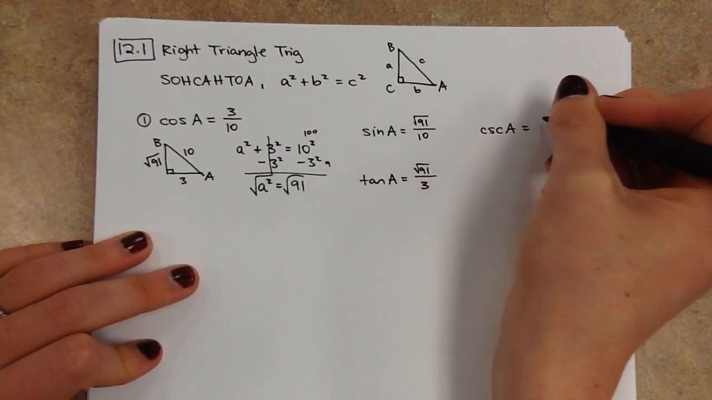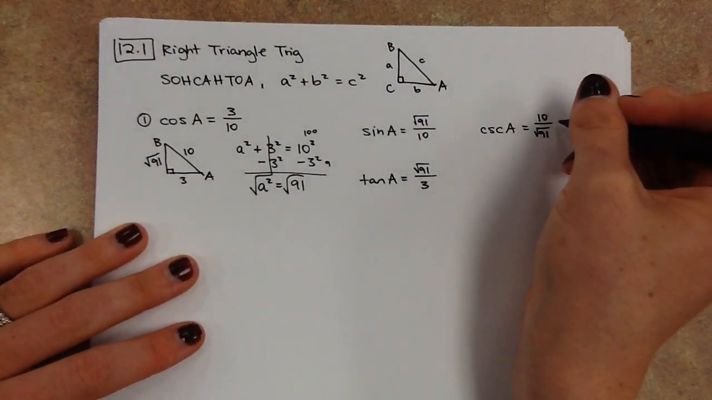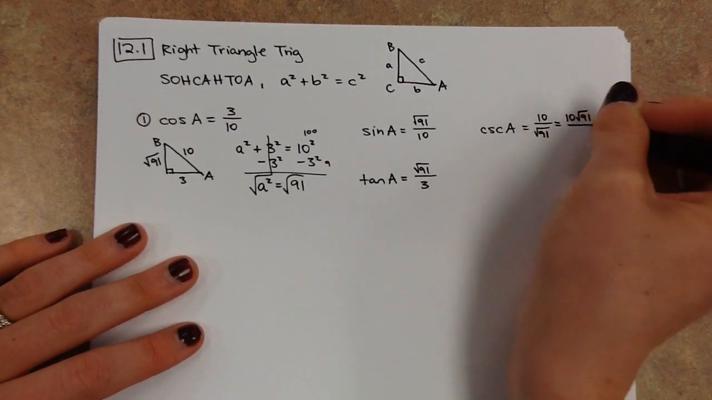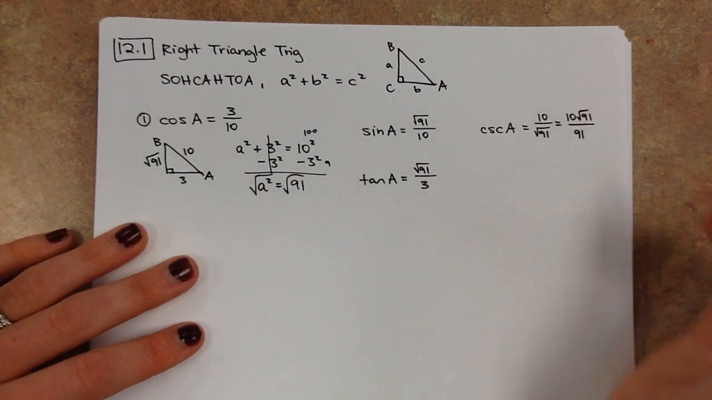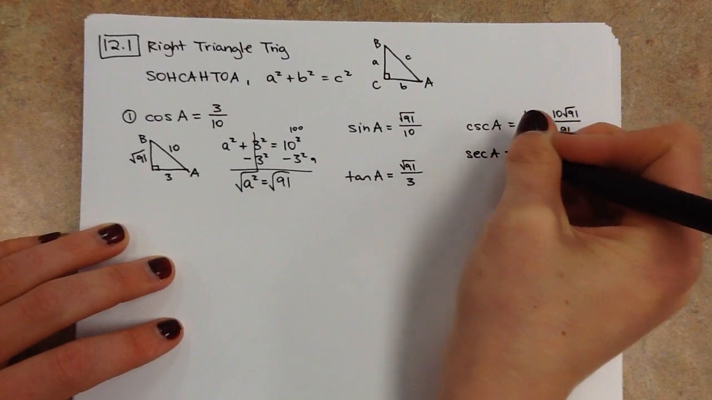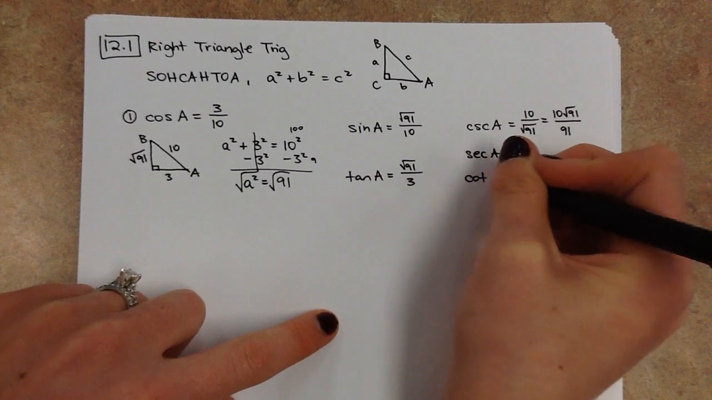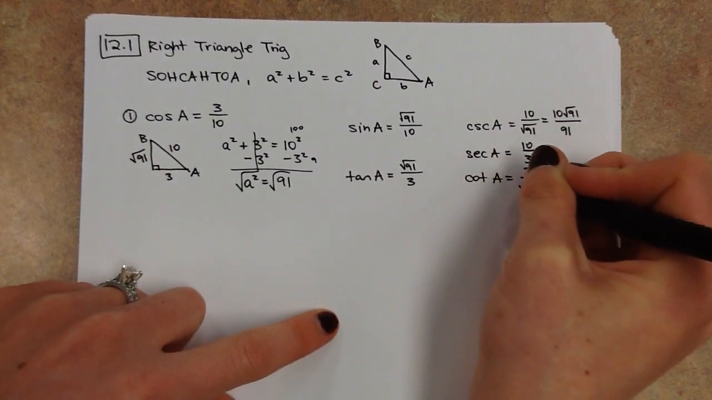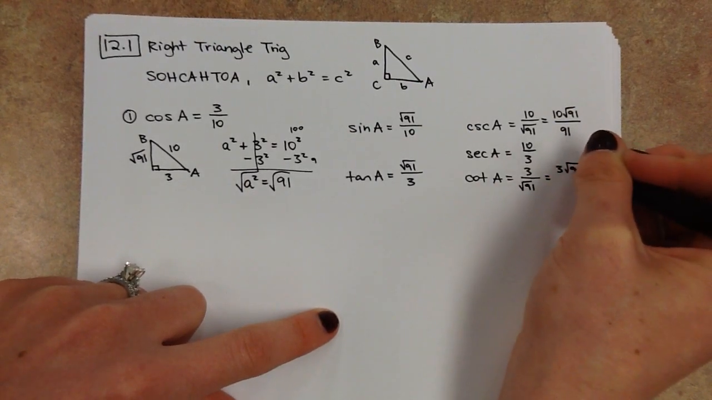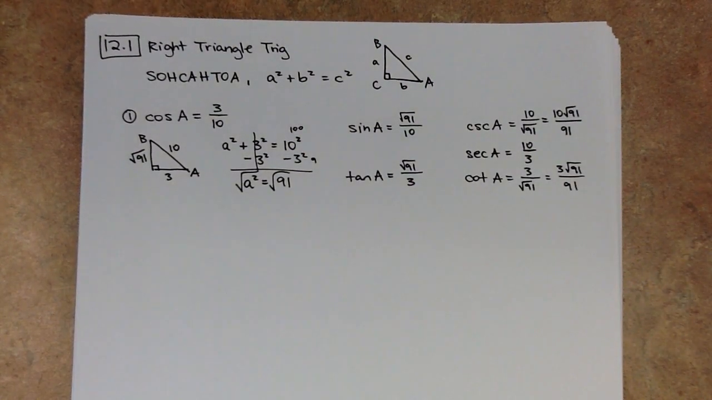Cosecant, which is the reciprocal of sine. So you rationalize. Remember, you multiply by root 91 over root 91, and we get 10 times root 91 over root 91 times root 91, which is just 91. Then the reciprocal of cosine is called secant, so that would be 10 over 3. And cotangent is the reciprocal of tangent, so that would be 3 over the square root of 91. Again, you multiply by root 91, top and bottom, and root 91 times root 91 is just 91. So that would be your answer for that first one.